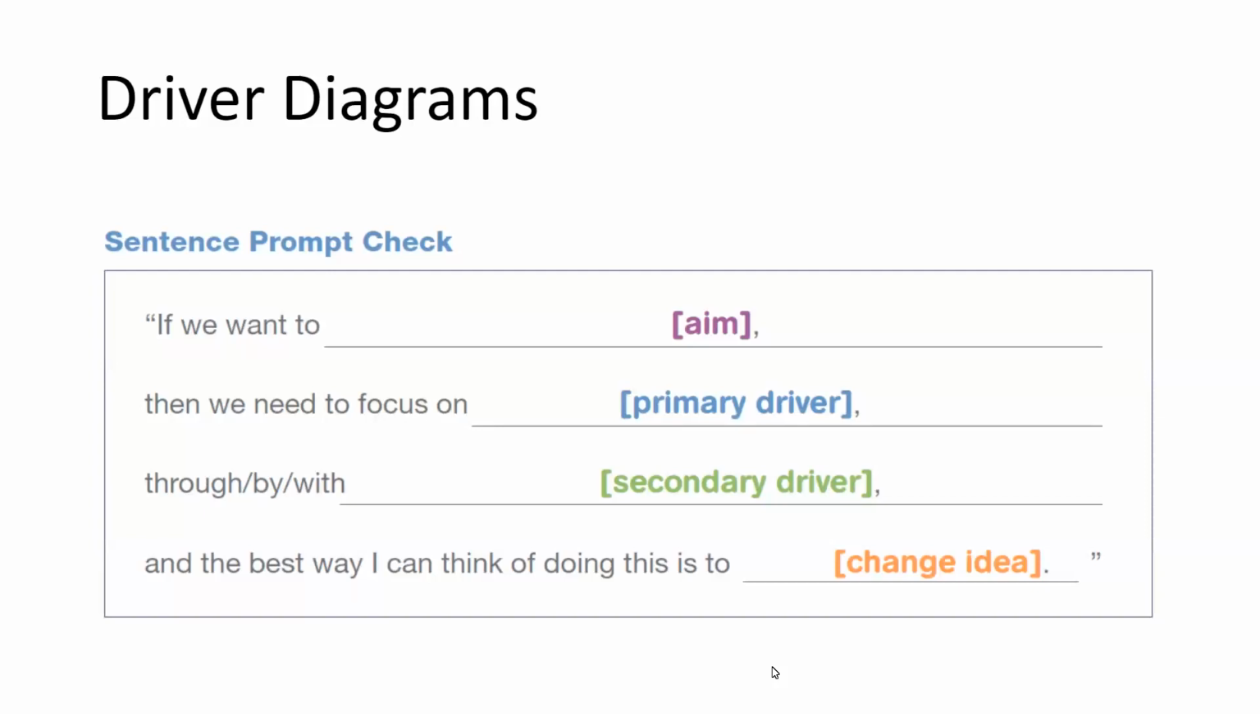I really like this sentence prompt check because it helps you put together your ideas. So if you want to finish this sentence, you would input your aim, one single primary driver, one single secondary driver, and one single change idea. If as you're reading the sentence out loud, it makes sense, then you're on the right track. If it doesn't make sense or it feels like the ideas are coming backwards or maybe one thing does not lead to another, then take a step back, rethink. Maybe you need to change a primary driver to a secondary driver, or maybe you need to scrap it all together.